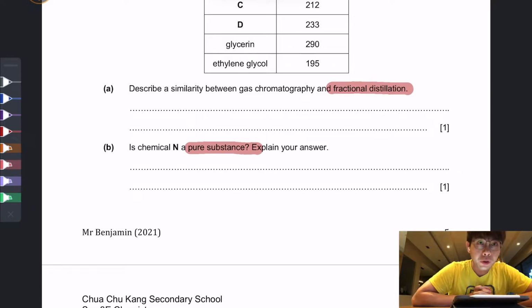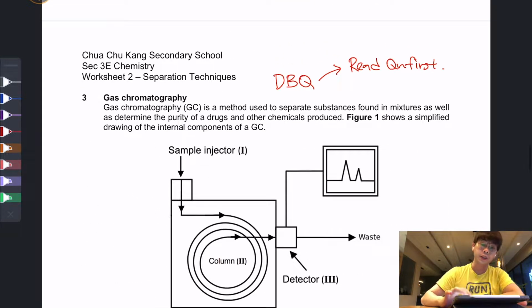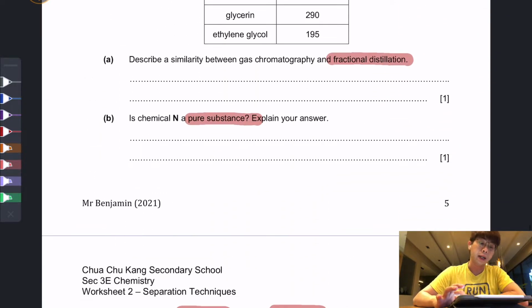Hi everyone, in this video we'll be going through the answers to this gas chromatography database question. In the previous video we have gone through the strategies, which is very important. Make sure you watch the strategies video on how to handle database questions. So let's look at the answers.